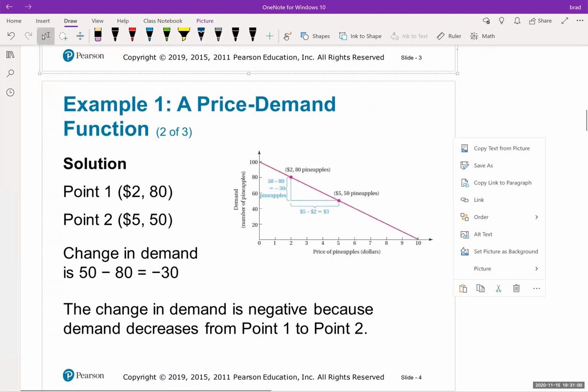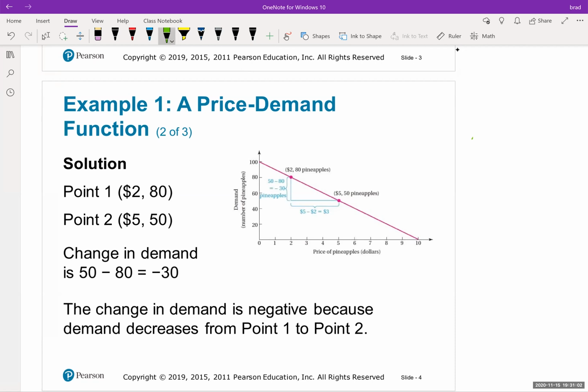So I normally delete these, but because they had a nice little picture here, I didn't want to. So they said the first point is (2, 80), and we see that's right here, right? And then the next point is (5, 50), $5 pineapples. So you can see as the price goes up, the number of pineapples that is sold goes down. So this slope, you see how the slope's going like this? We would call this a negative slope. Okay. So this would definitely be a negative slope.